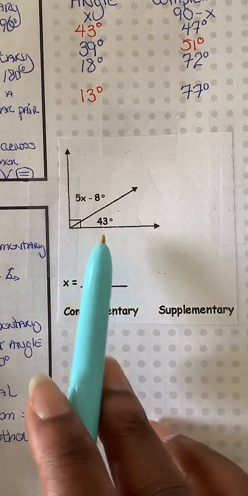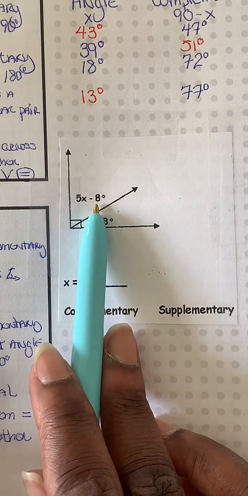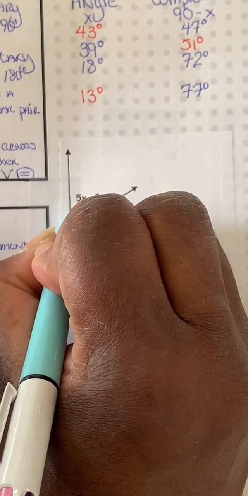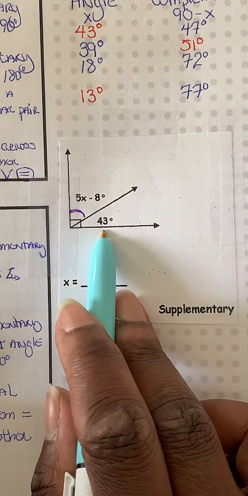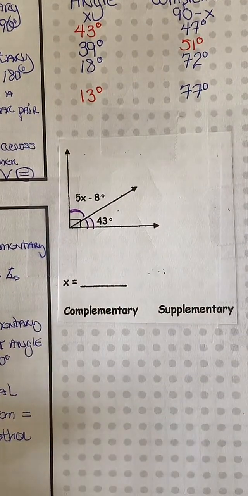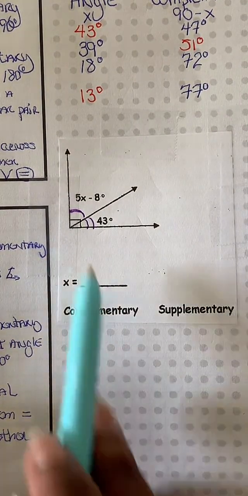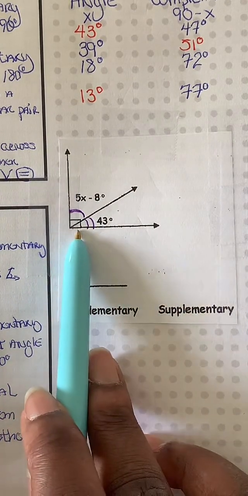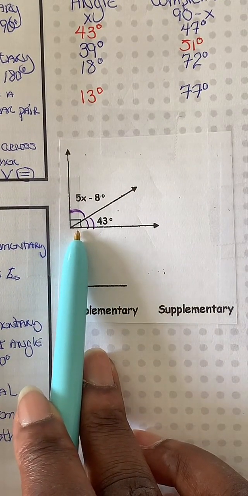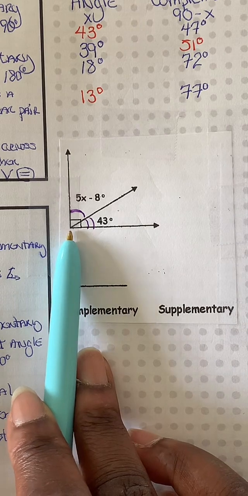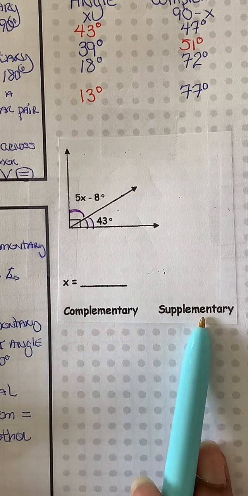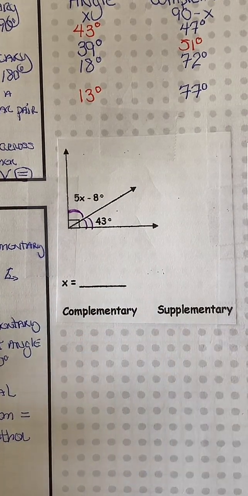The reason why is sometimes you'll get problems like this. Okay, so you have your 5x minus 8 degrees. That's representing this part of the angle. And the 43 degrees is representing this part of the angle. Just by the looks of it, I'm given this little box. Anytime I see that box, that means this is a 90-degree angle. So if it's a 90-degree angle, is it going to be complementary or supplementary? Go ahead and put it in the chat.